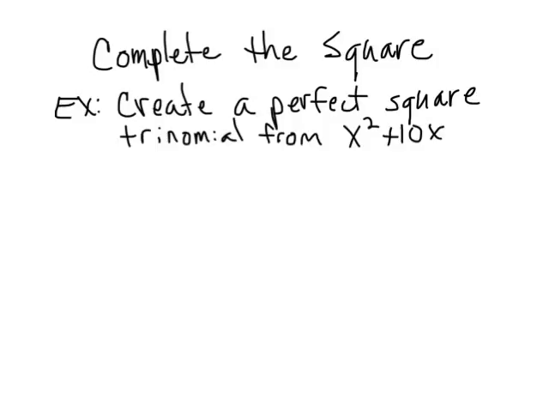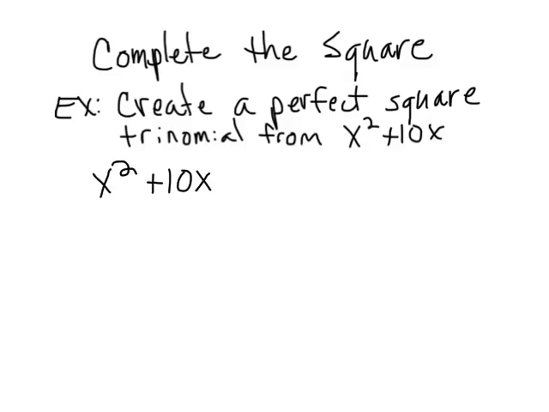We're going to start off with just taking a binomial and creating a trinomial. So this is not an equation, we're not trying to balance anything, we're just taking an expression and changing it to create a perfect square trinomial. A perfect square trinomial is a three-termed expression that can be factored into the same binomial squared. So that's what we're going to do. We're going to start with x squared plus 10x.